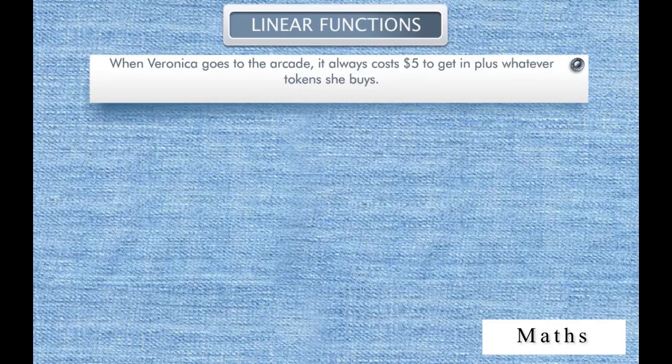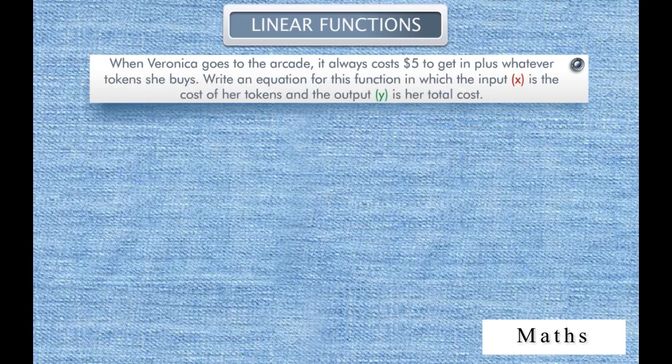When Veronica goes to the arcade, it always costs $5 to get in, plus whatever tokens she buys. Write an equation for this function in which the input, x, is the cost of her tokens, and the output, y, is her total cost. This time, we are writing an equation from a word problem. We're still going to follow the same steps. First, find the rule, then write the equation.